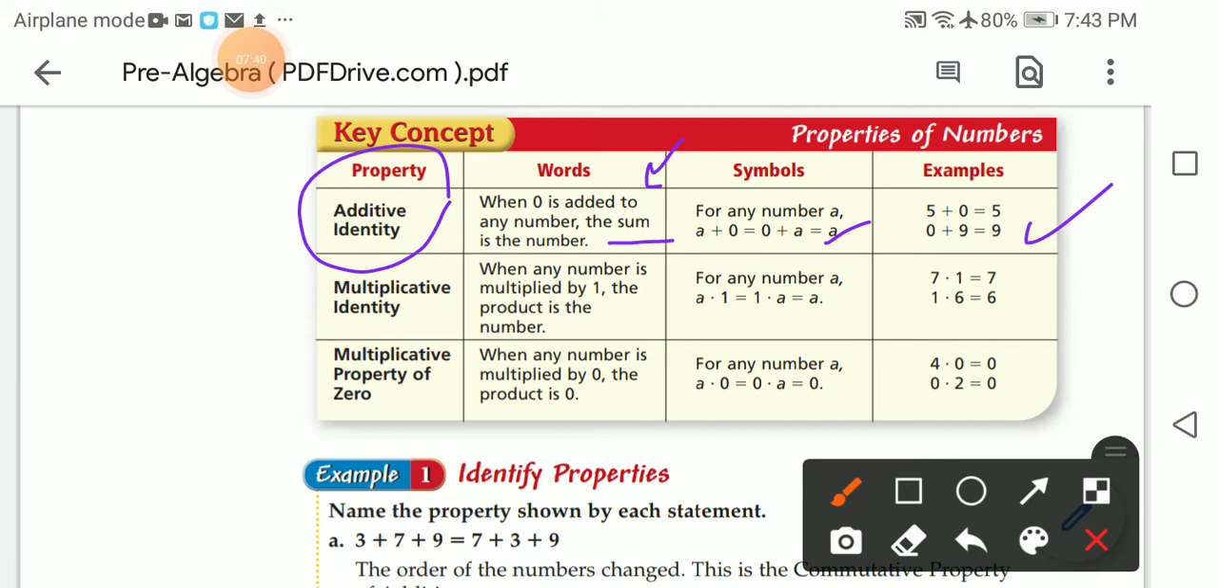The multiplicative identity: when any number is multiplied by 1, the product is the same number. 8 times 1 equals 8, and for any number, A times 1 equals A, equals 1 times A. So it gives me A. Here, 1 is like a mirror. 1 times 7 equals 7, 6 times 1 equals 6.